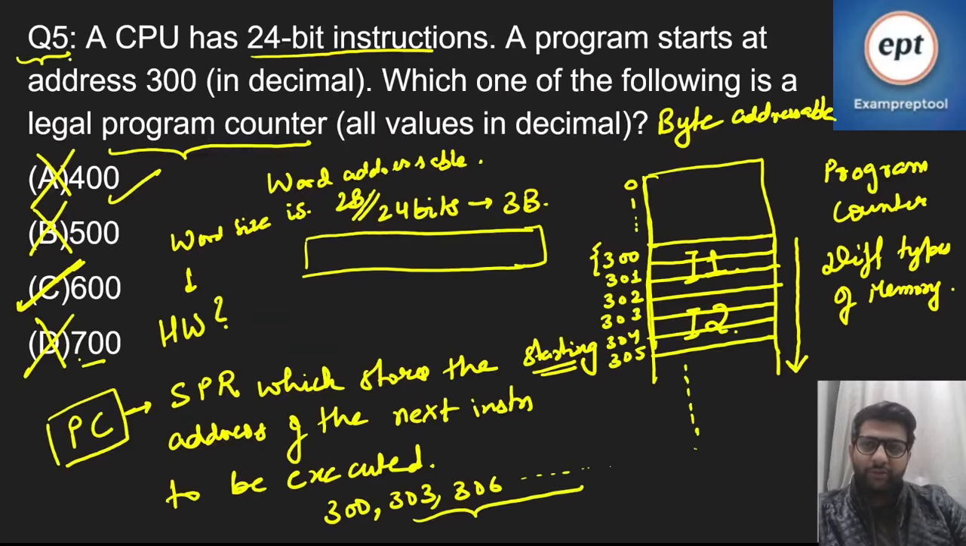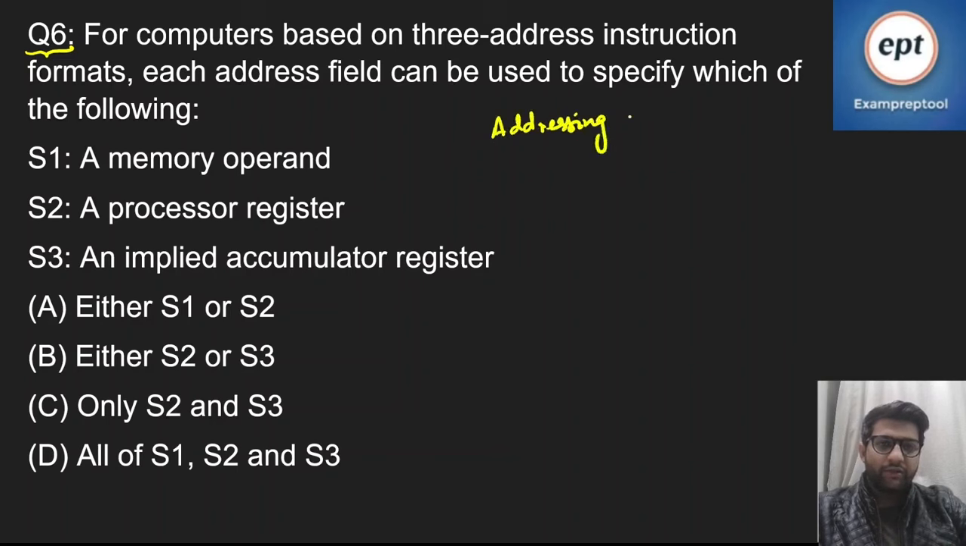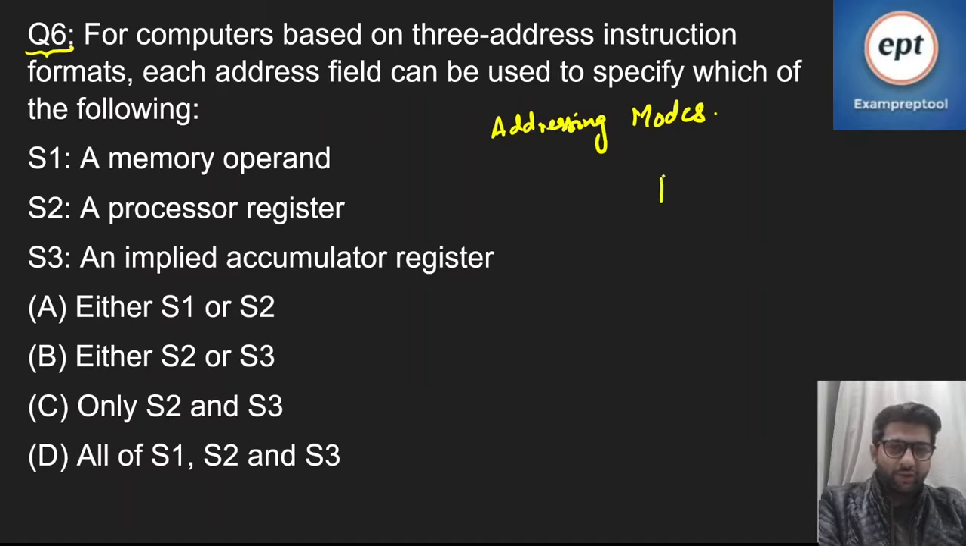So let's move on to question number 6, right? So this is a question on the addressing modes. Pause this video and try if you are able to solve this particular question. So here it is given that for a computer based on 3 address instruction format, right? So we have 3 address instruction. That means there will be 3 fields for the operand addresses, and we will have an opcode.